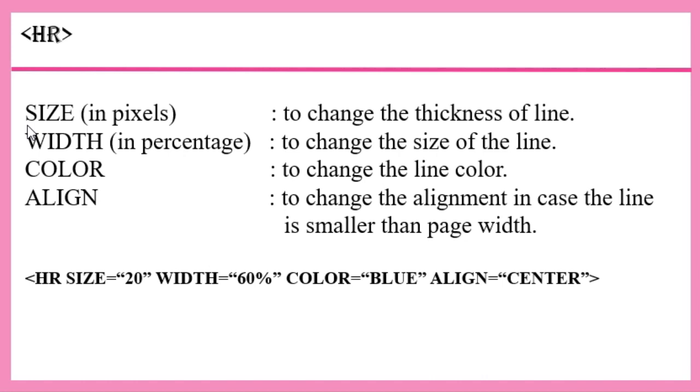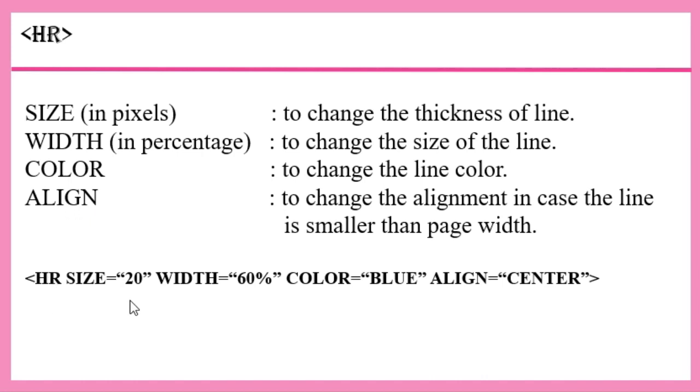So, with the help of these attributes, you can decide the size of the line, width of the line, color, and even you can also align the horizontal line. You have to mention the size in pixel, you have to mention the width in percentage, and you can also mention the color.